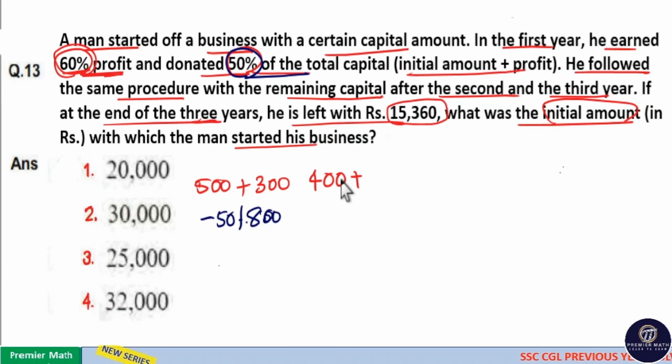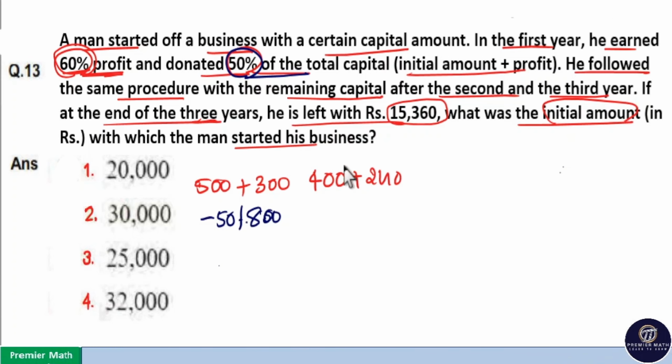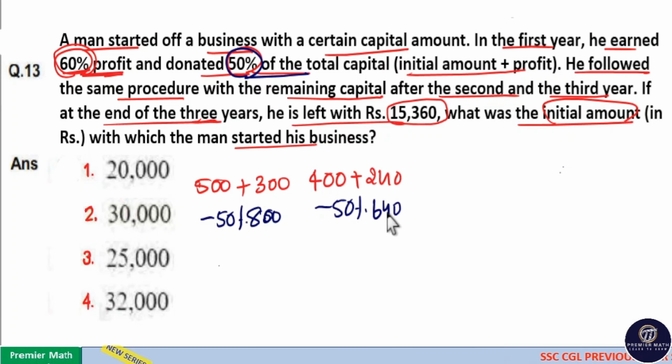Again he got 60% of 400. 10% is 40, which means 60% is 6 into 40, 240 rupees. And he donated 50% of it. That is, 50% of 640 he donated. That is 320 he donated. Remaining is 320 for the third year. 320 capital for the third year.